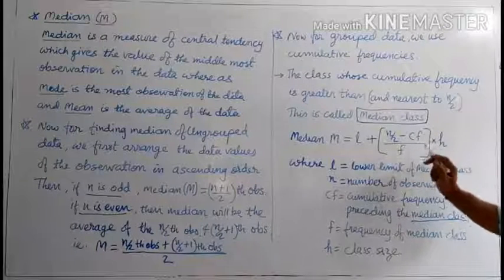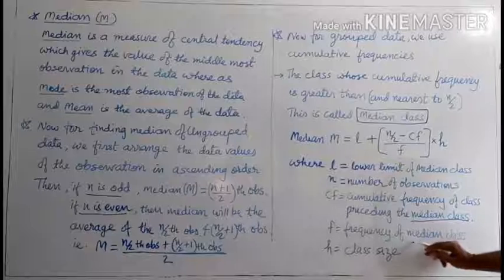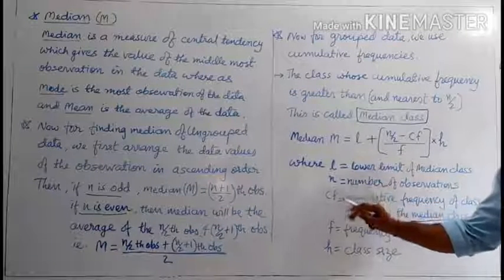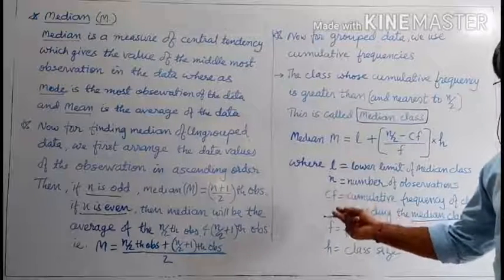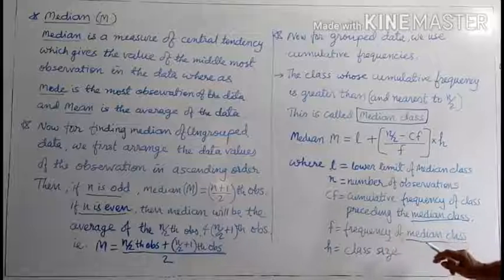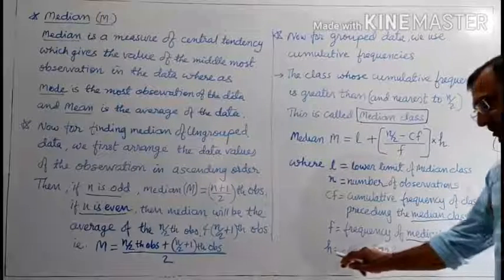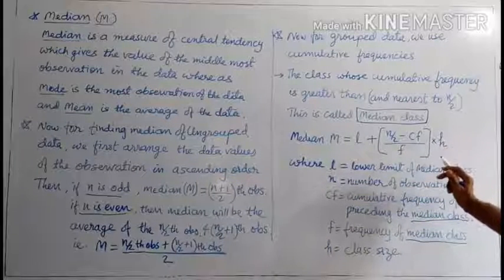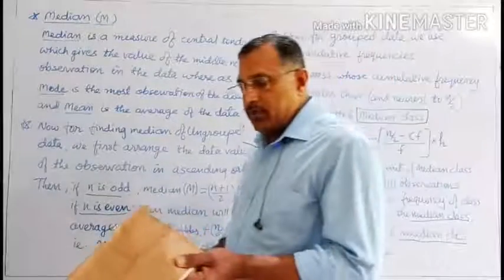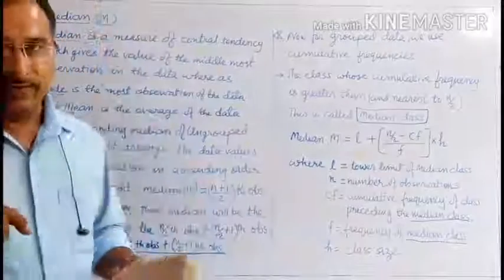And F, that is the frequency. But frequency of which class? That is the frequency of the median class. So we have to take the cumulative frequency of the class previous to the median class, and for frequency we have to take the frequency of the median class only. And H is called the class size. So using this formula, we can find the median of grouped data.